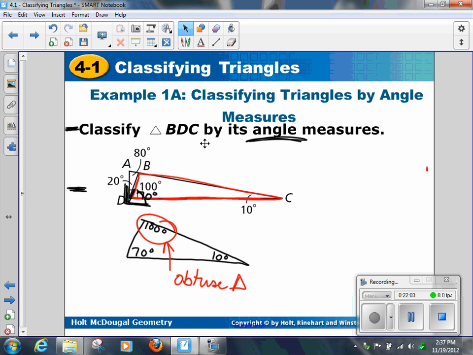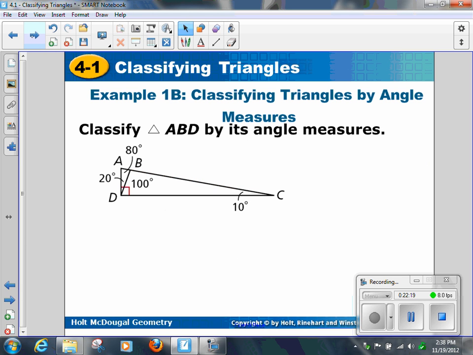No, I'm not. I don't even care about the sides yet. If we were, then yeah, it would be scalene because, and you're not supposed to know that already. But yeah, it's going to be a scalene triangle. If all of the angles are different, then all of the sides have to be different. Very good. Let's look at another one.